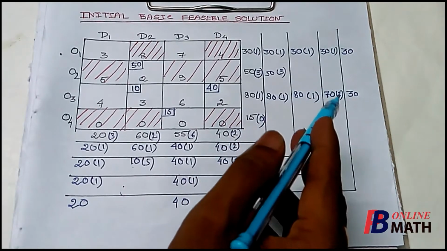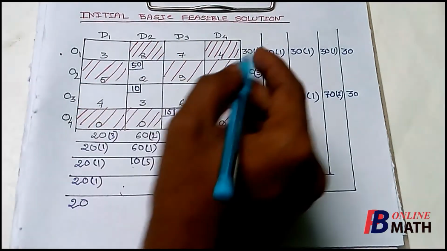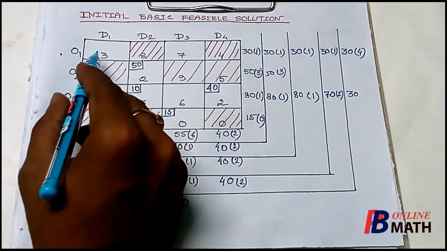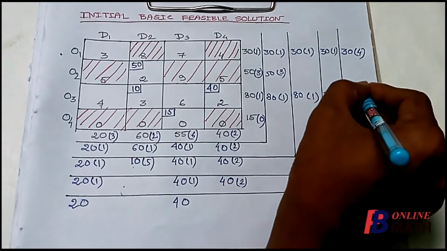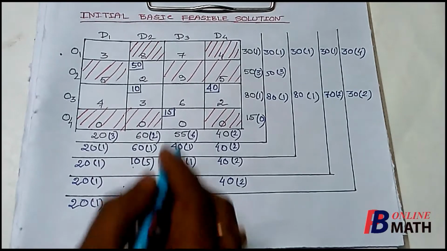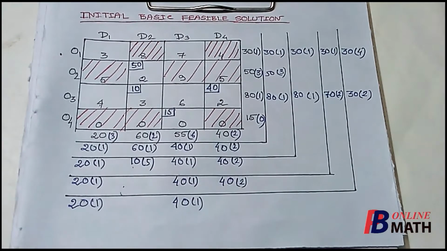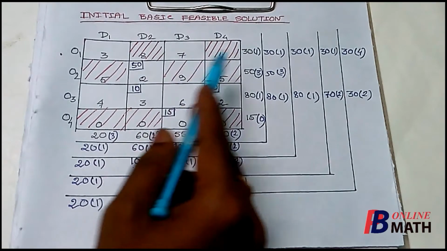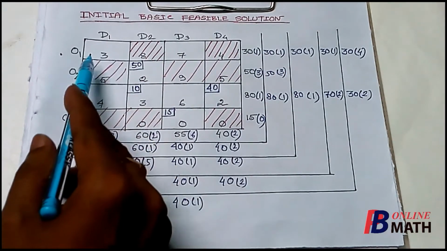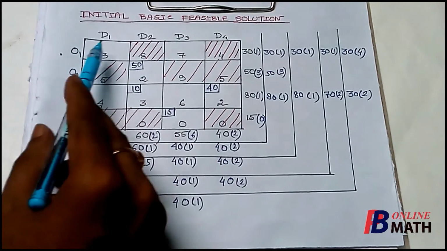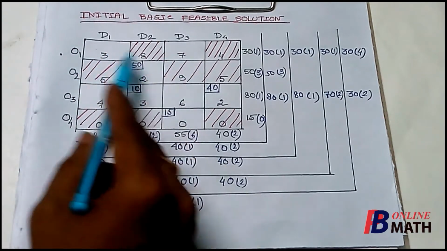Now we shall find the difference between the minimum element and next minimum element from each row and each column. From the first row the difference is 4, from the second row the difference is 2, from the first column the difference is 1, and from the third column the difference is 1. So we find that the maximum difference is 4 corresponding to the first row, so the next allocation will be made in the cell where the cost is minimum. So this is the minimum cost of the first row, so we shall allocate the next value in this cell.